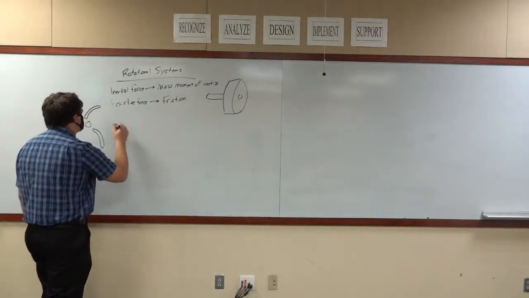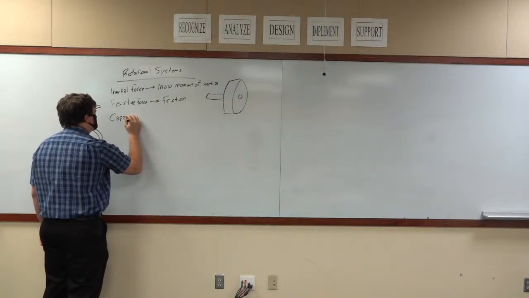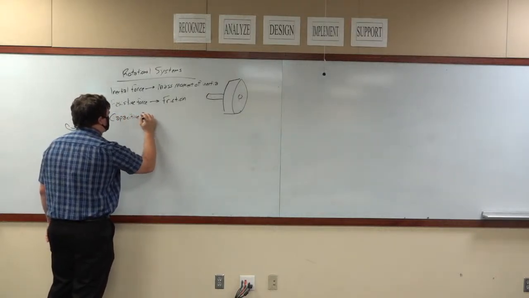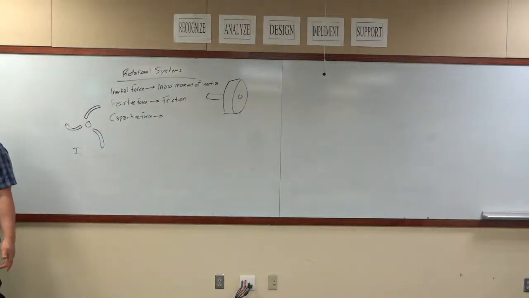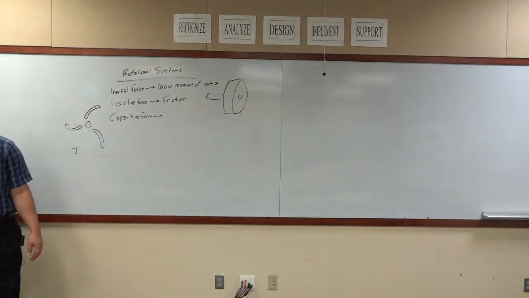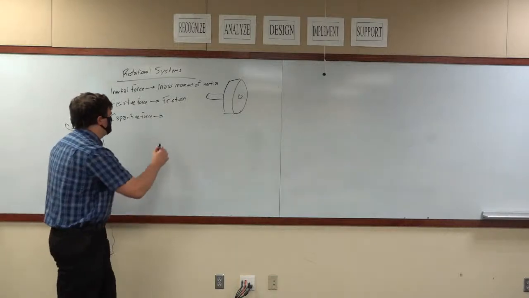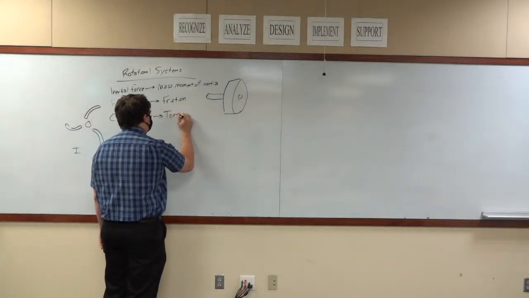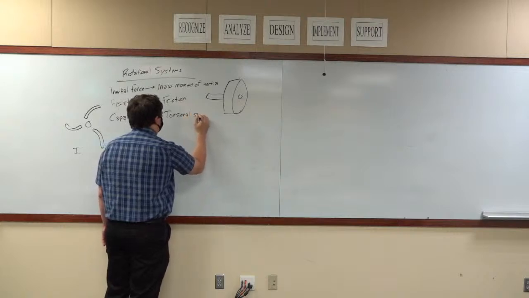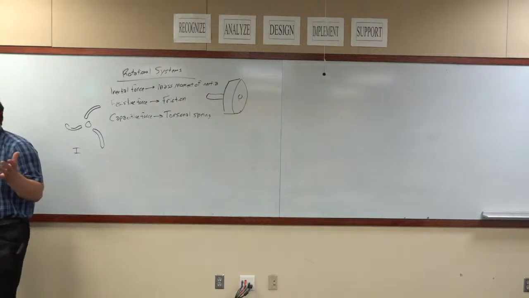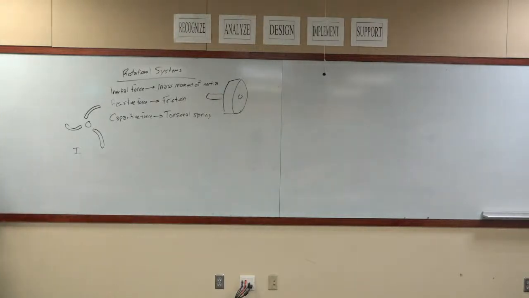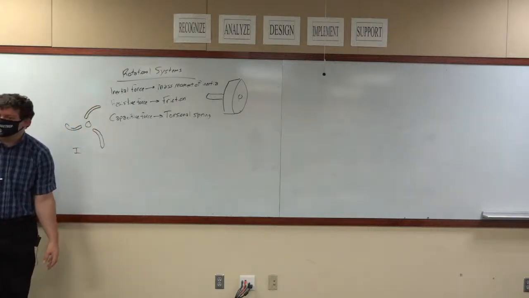And again, you have your capacitive force. Capacitive force stores energy. It's also a spring. It's just a torsional spring. So the mechanical analog between a rotational system and a translational system, while the systems look entirely different, the components themselves are almost identical.